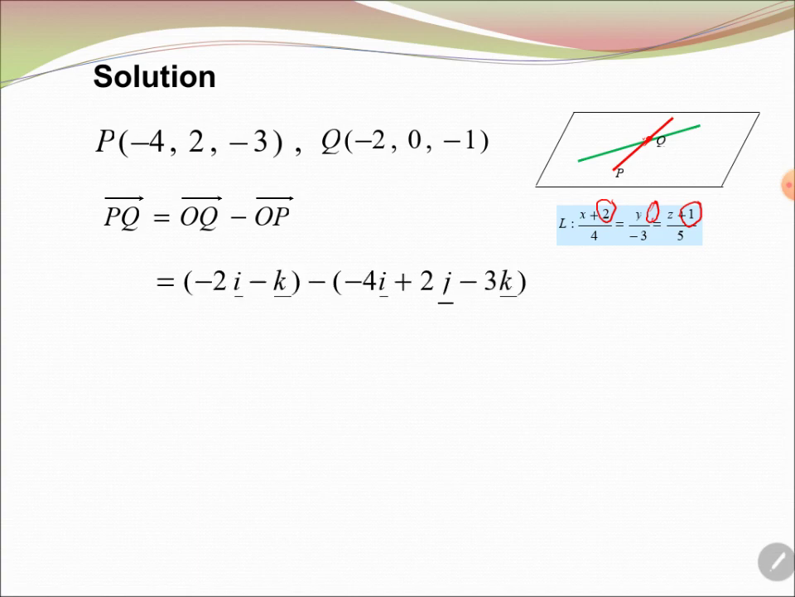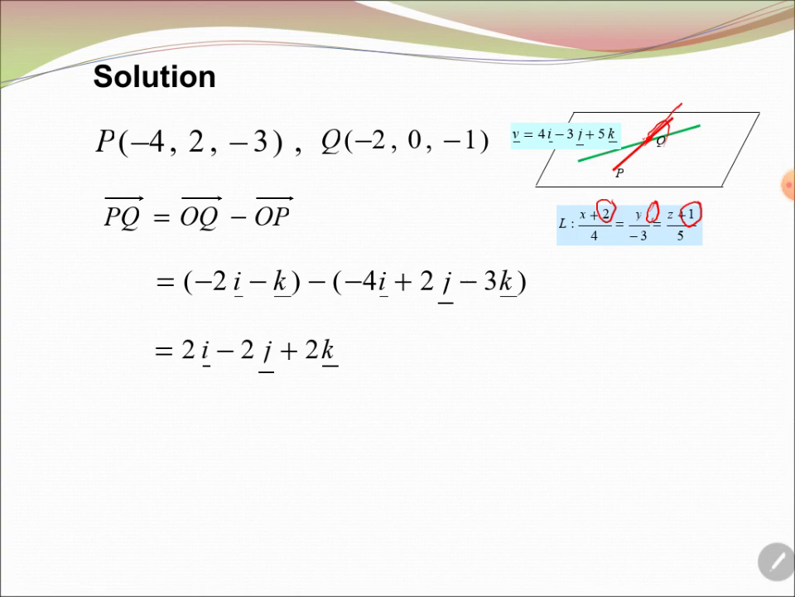So if you find PQ, what do we have? It's the same. So PQ is equal to OQ minus OP. So we have negative 2i minus k, minus OP, which is negative 4i plus 2j minus 3k. So we have 2i minus 2j plus 2k.